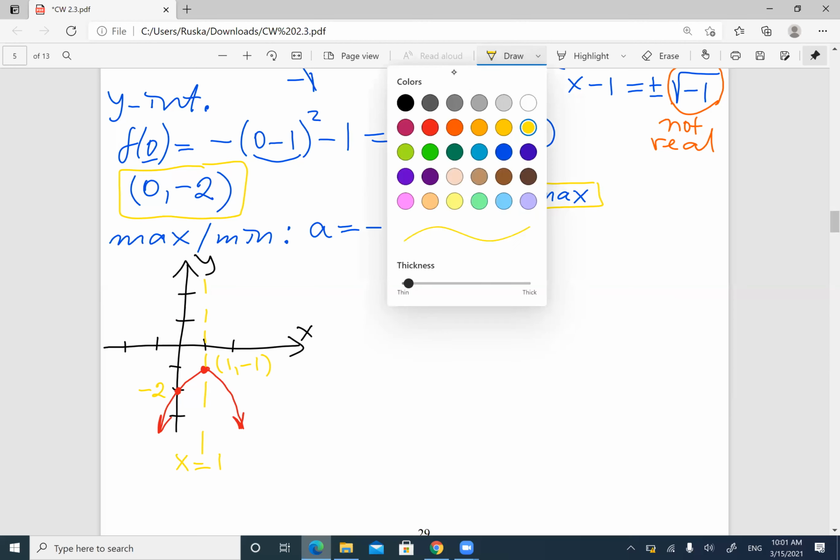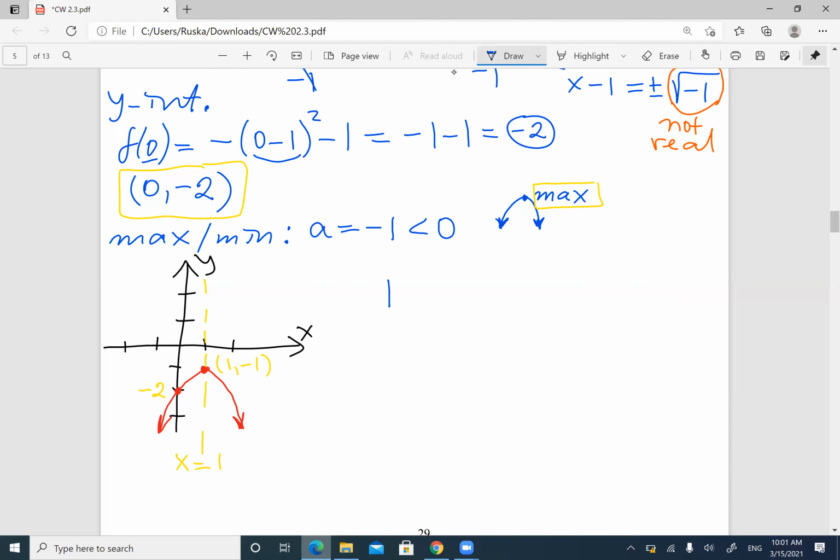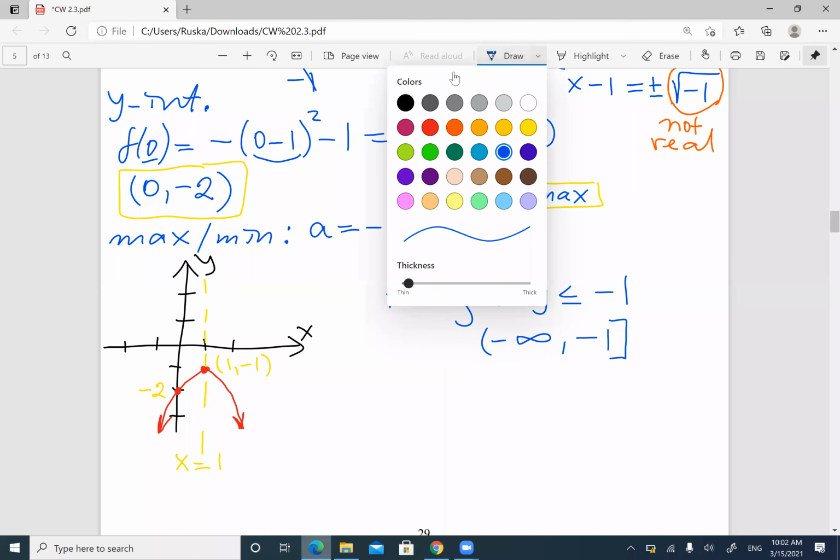Now we need to find also the range and increasing and decreasing. Range is going to be, because it's up and down, y is less than or equal to k, which is -1, right? And with intervals, it's going to be from negative infinity to negative 1. So that's the range.